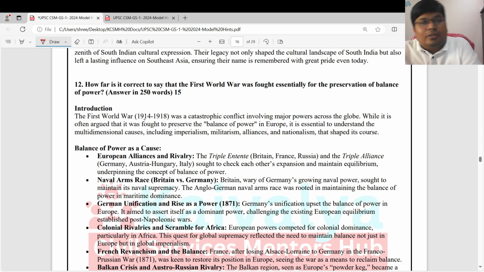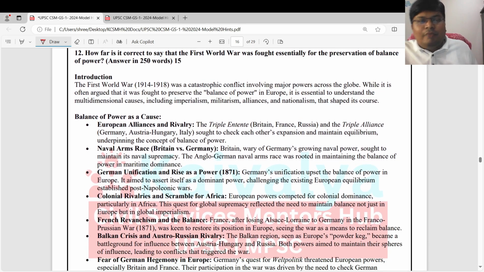Now, in the introduction, you are supposed to just give the brief background of the First World War, when it started, when it ended, and whether it was fought for the balance of power, and then balance of power as a cause. Then the European alliances, Triple Entente and Triple Alliance, why they formed, again what was their purpose. Then you can put the phases of nationalism, then its interlinkage with the balance of power.